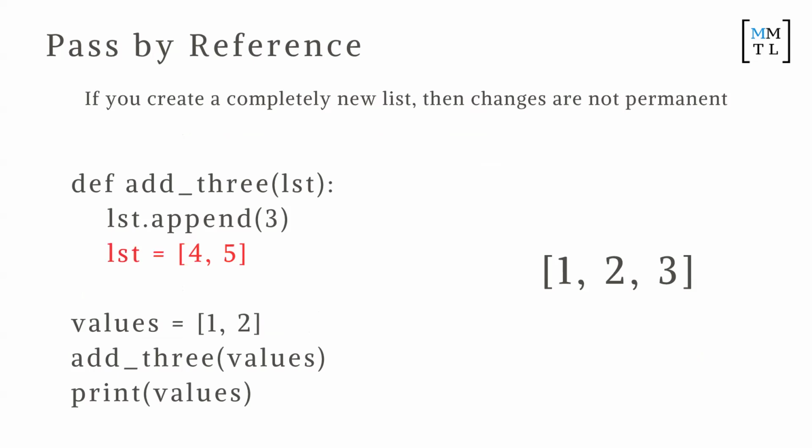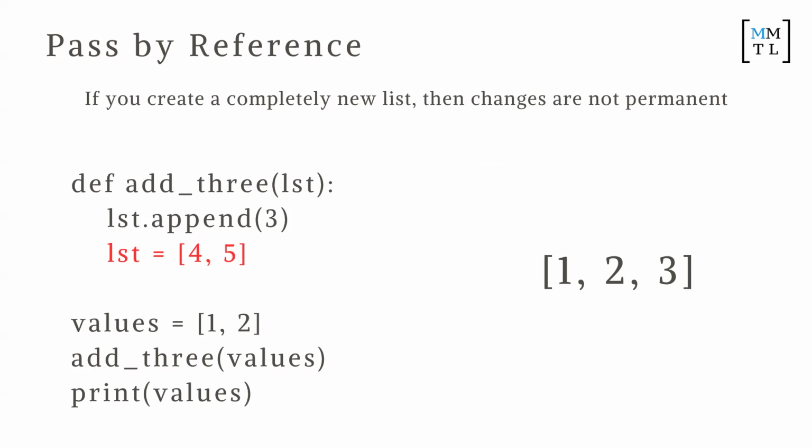All right. So this is another caveat to this, but say we have the exact same function, and then we go values equals 1, 2, we pass values to this function here. We append 3, right? But then we say list equals 4, 5. So what prints now? Yeah. No, it actually prints 1, 2, 3.